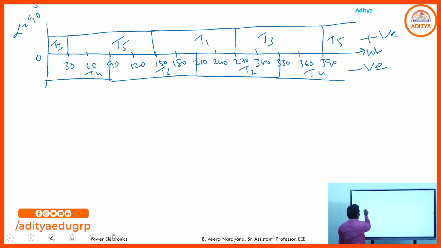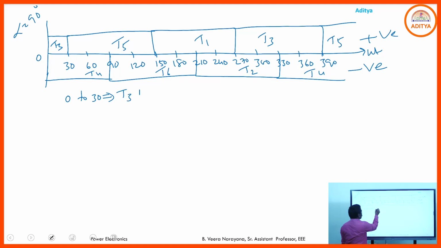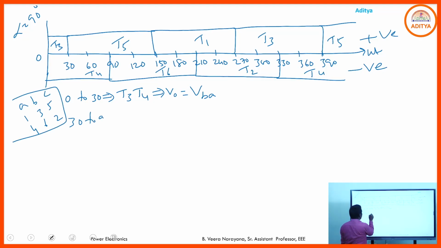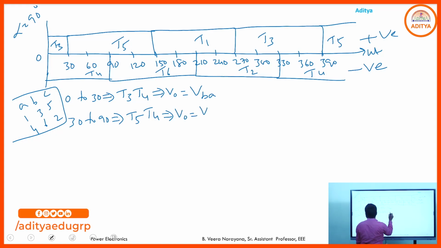So 0 to 30, which devices are in the on state? T3, T4. You first consider the positive group SCR, later the negative group SCR. T3, T4. Then what is the output voltage? V0 is equal to VBA. From 30 to 90, which are in the on state? T5, T4. V0 is equal to VCA.